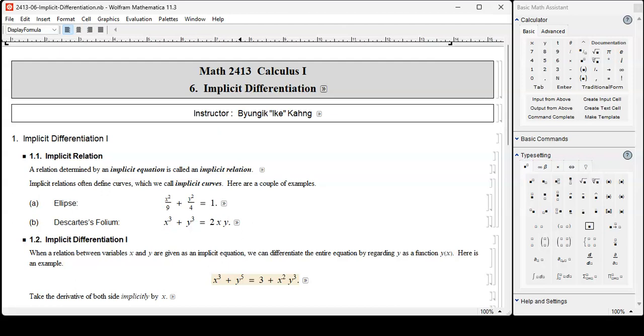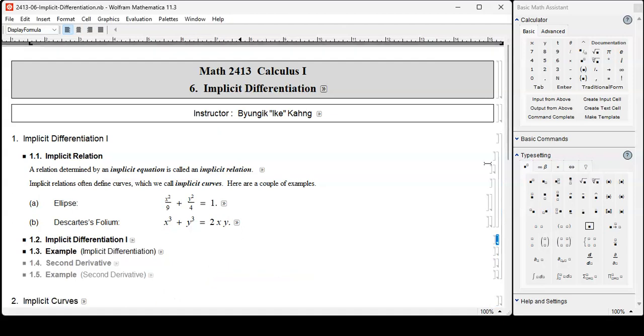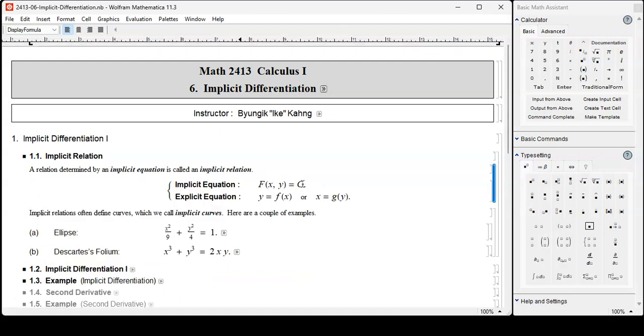And please note that these are all given by implicit equations. A relation determined by an implicit equation is called an implicit relation. So these are all implicit relations. In case you don't already know what an implicit equation is, here's a reminder. This form, as I just highlighted in green, those are implicit equations.